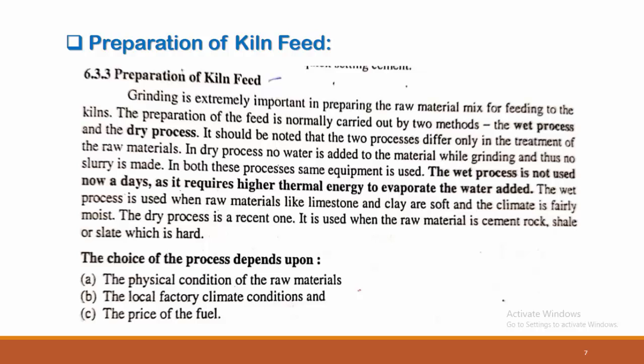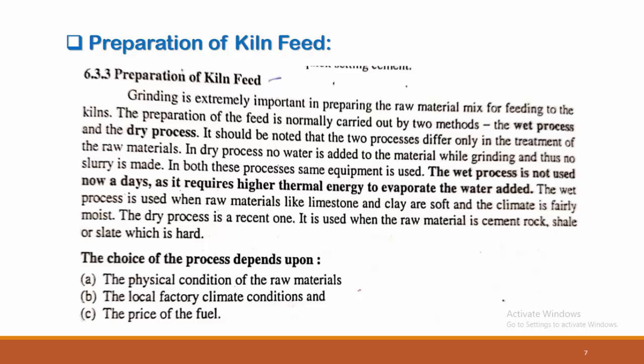Different materials, gypsum is taken, silica is taken, and calcium oxide is taken, where all are mixed with proper grinding. This takes place either with water or without water. There are two different processes we can see here. Grinding is extremely important in preparing the raw material mix for feeding to the kilns, where initially all the raw materials are taken according to the proportion where the type is required.